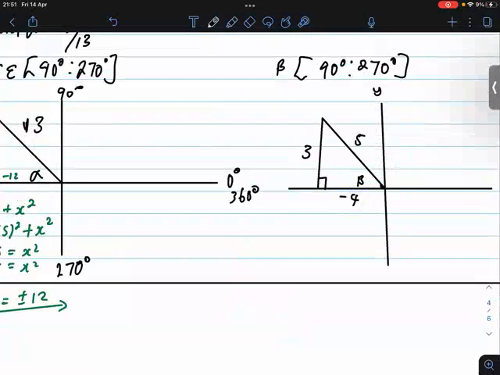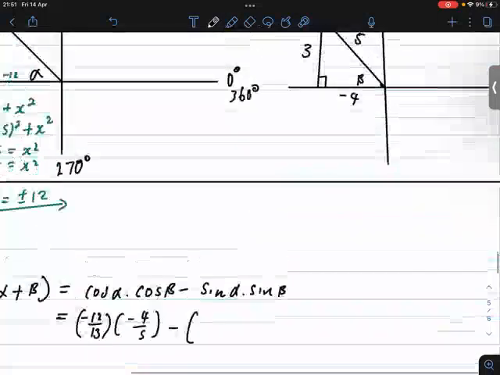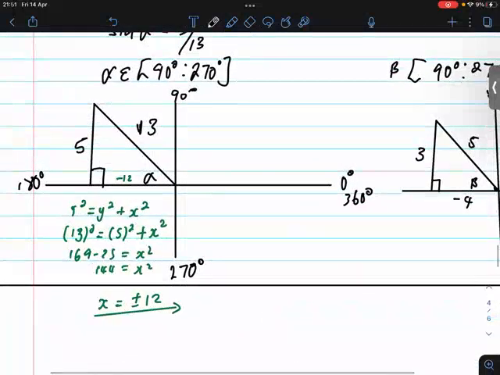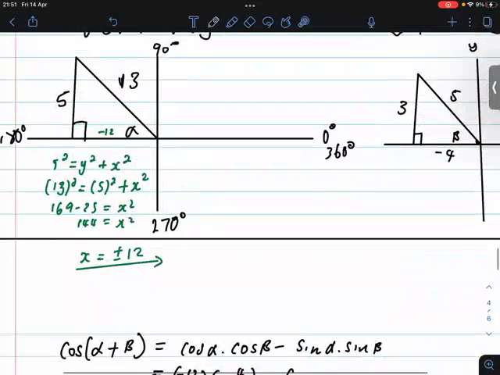Okay. And then this one here will be minus sine of alpha, which will be 5 over 13. Opposite over hypotenuse. 5 over 13.